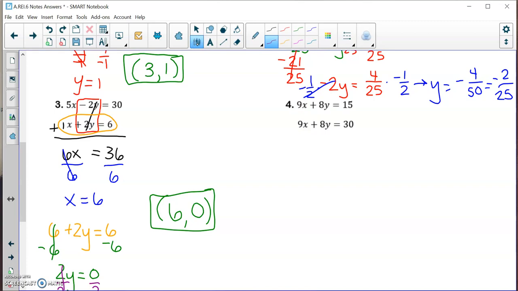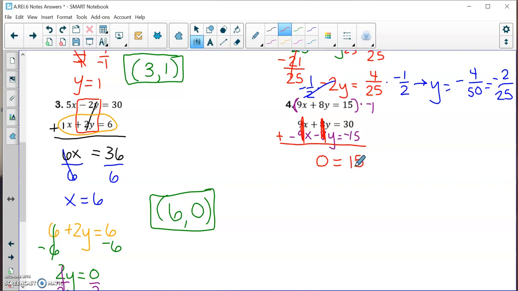So I'm going to choose one of my equations. It does not matter which one. I'm going to choose the top equation, and I'm going to multiply that whole top equation by -1. So I wind up with a negative 9x minus an 8y is equal to a negative 15. Now I'm going to add my two equations together. A 9x minus a 9x is a 0, it wipes out. An 8y minus an 8y is also a 0, it wipes out. So I actually eliminated both of my variables. And a 30 plus a negative 15 is a 15.